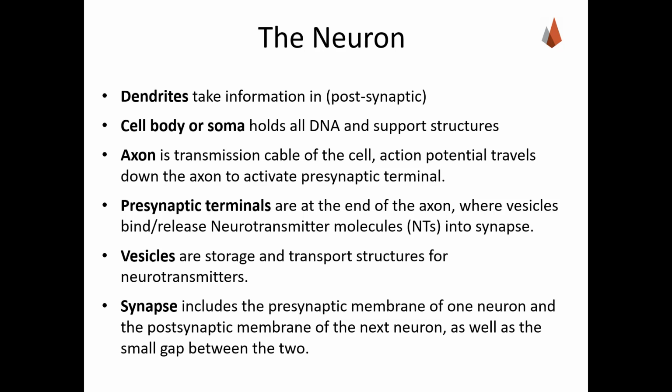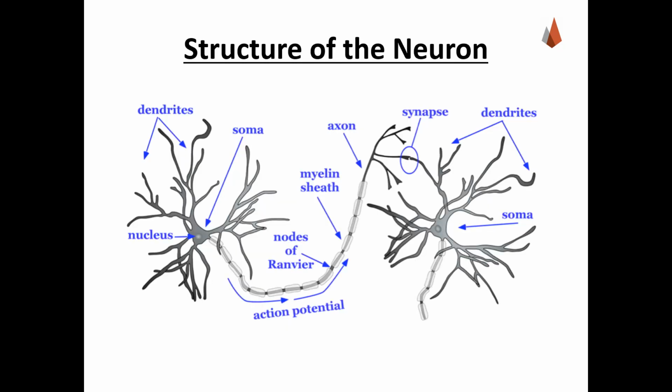Okay. Let's take a look at some images. So here we have, this is from your textbook, right? And I'm going from the left side of the image to the right side. Top left side, we've got the dendrites. These are the branches of the tree. This is where the incoming information comes.